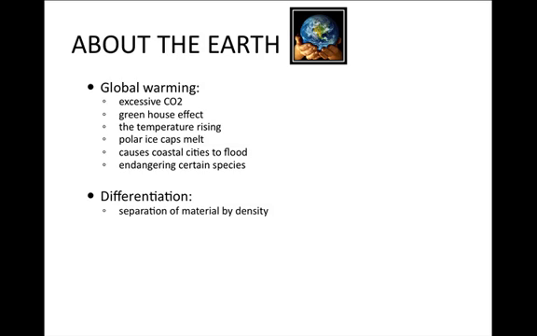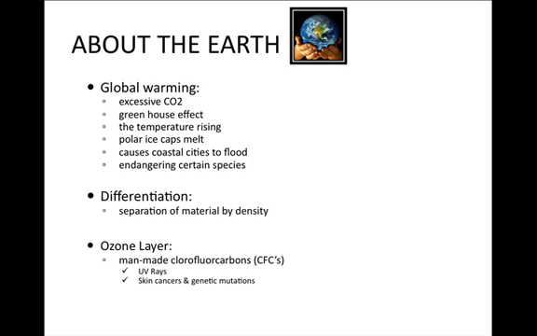Differentiation is the separation of material by density. For example, the many layers of the crust of the Earth separate depending on how dense they are. The ozone layer. Ozone layer depletion is caused by man-made chlorofluorocarbons, CFCs, which cause the increase of UV rays we receive and cause more cases of skin cancer and genetic mutations.